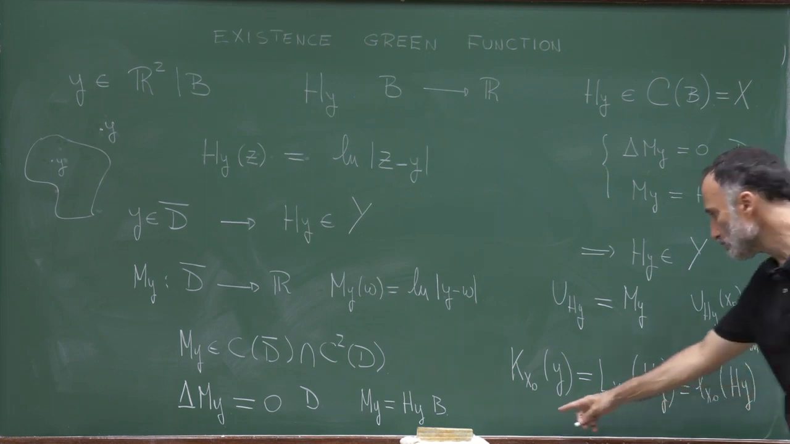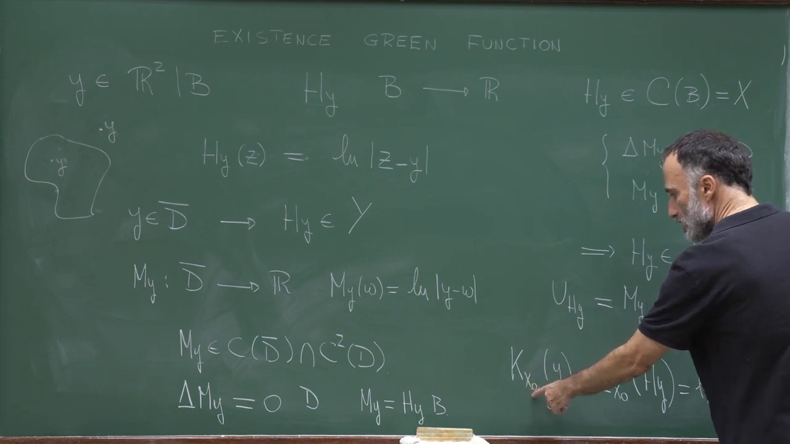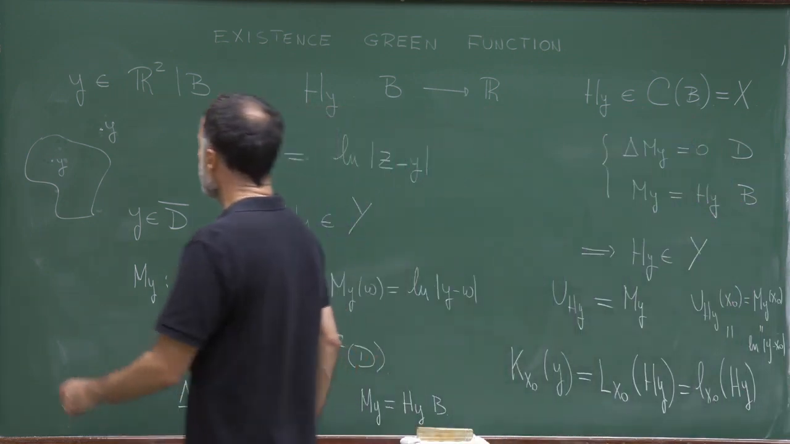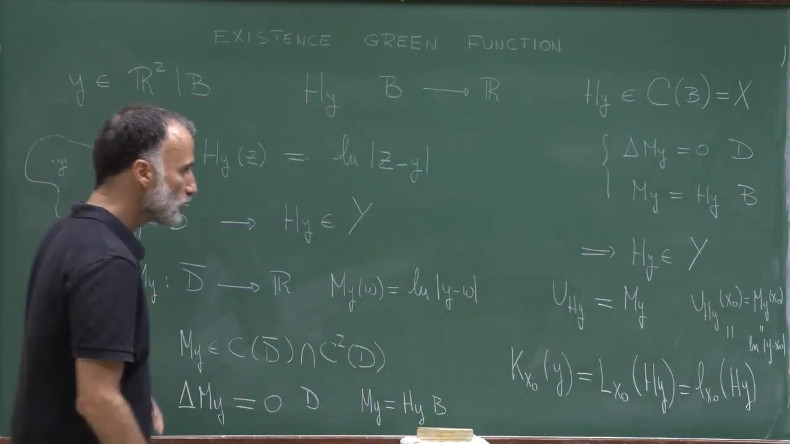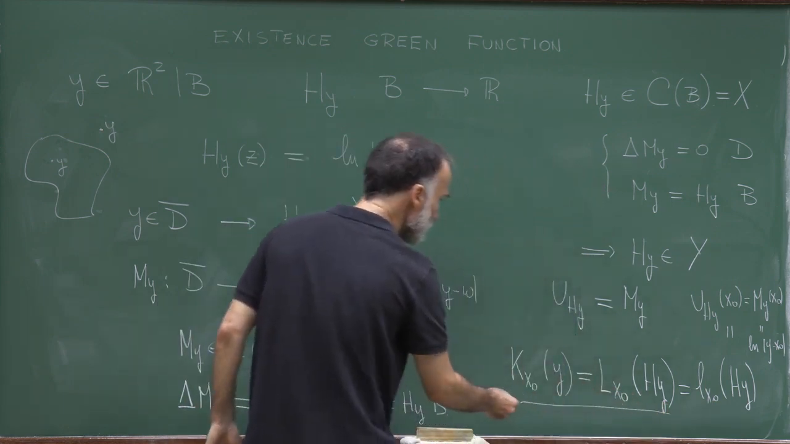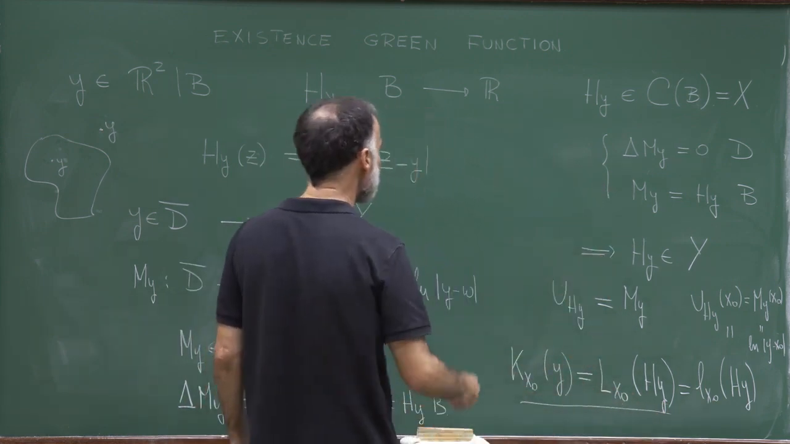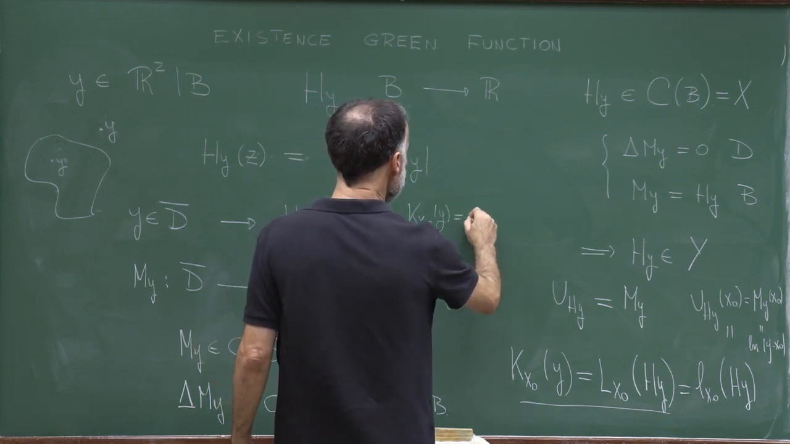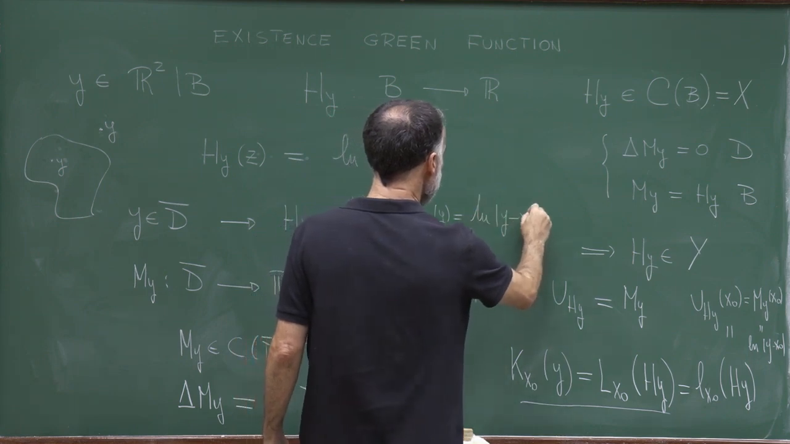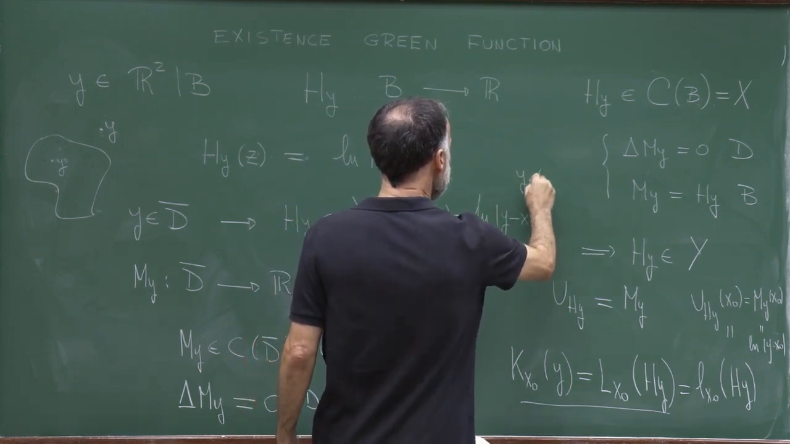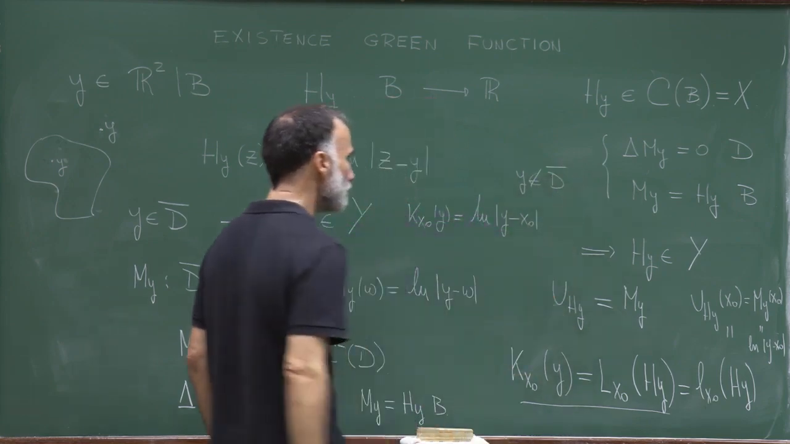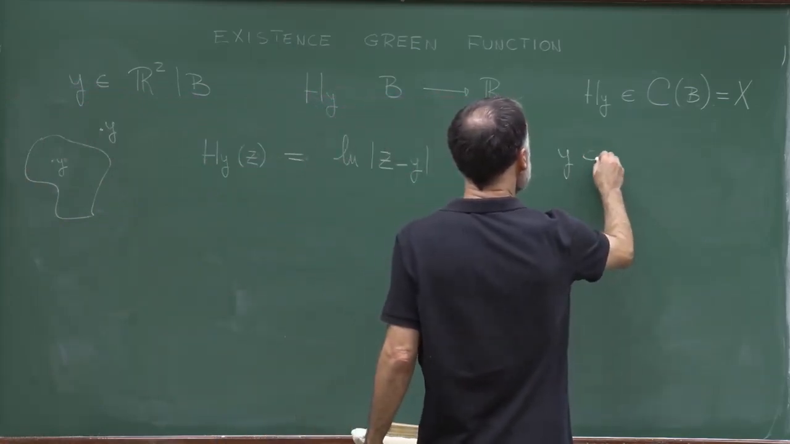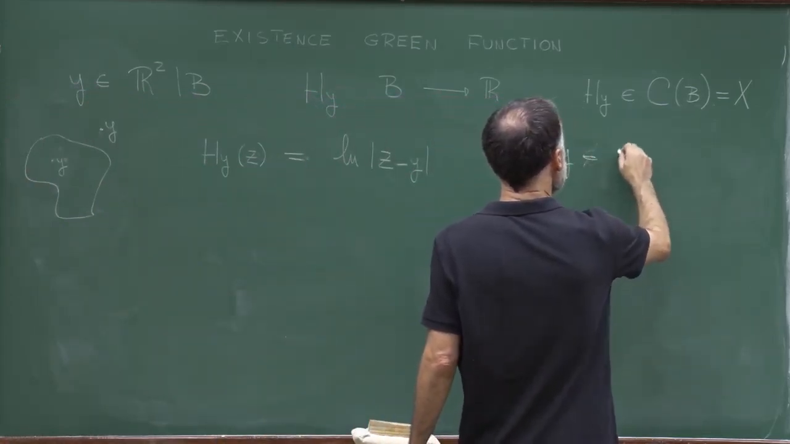So with this definition, we proved that K_x0 of y is equal to the log of |y minus x0| when y does not belong to the closure of D. So the important definition is this one, and this computation shows that K_x0 of y is equal to the log of |y minus x0| if y does not belong to the closure of D. So in the previous take, I considered a case in which y does not belong to the closure of D.